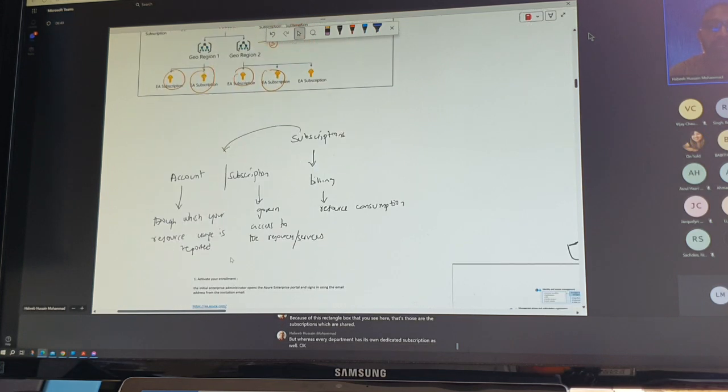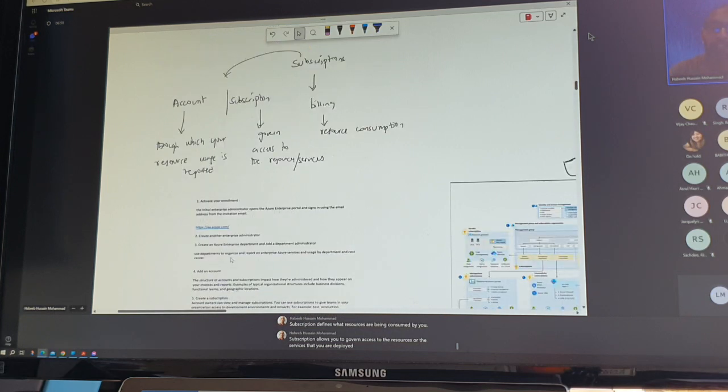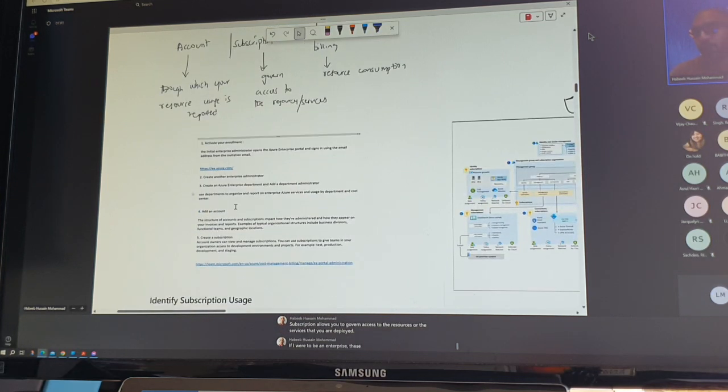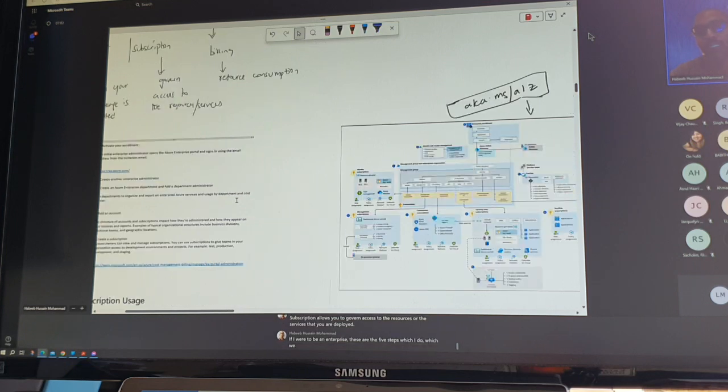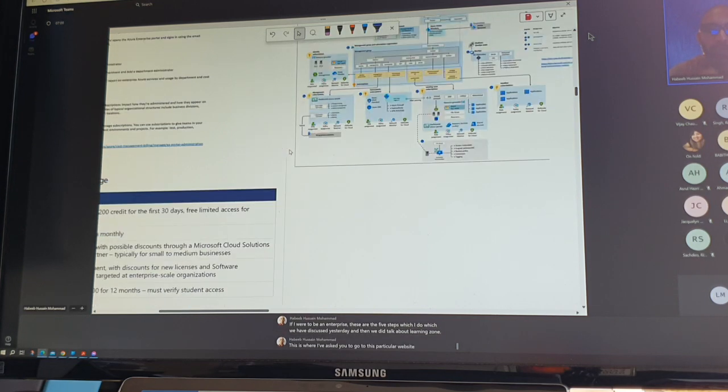Okay. Then we have talked about subscription itself. Subscription is primarily known for billing. Subscription defines what resources are being consumed by you. Subscription allows you to govern access to the resources or the services that you have deployed. If I were an enterprise, these are the 5 steps which I do, which we have discussed yesterday. And then we did talk about Learning Zone. This is where I've asked you to go to this particular website to learn more about it.